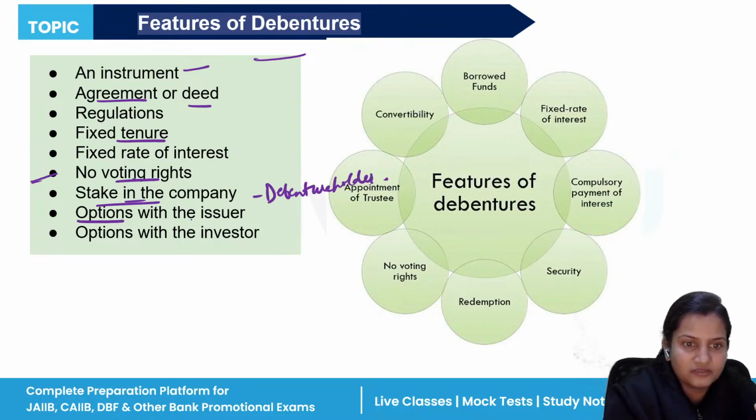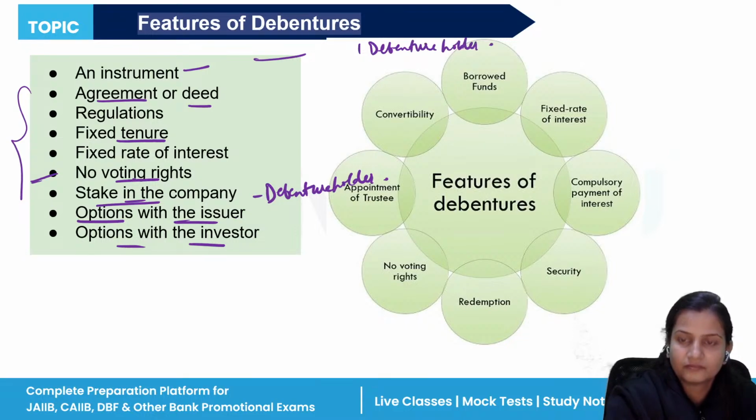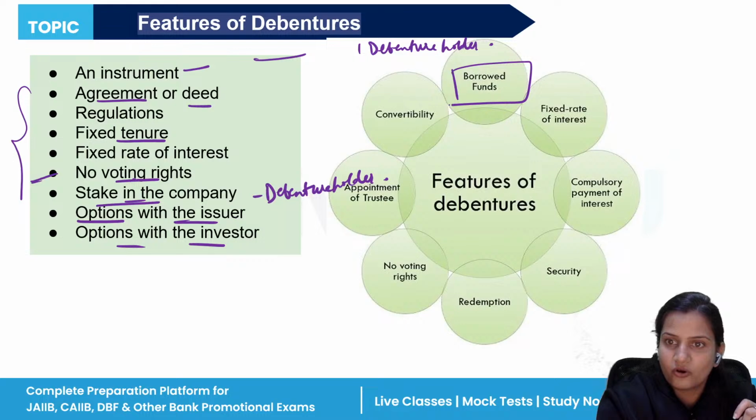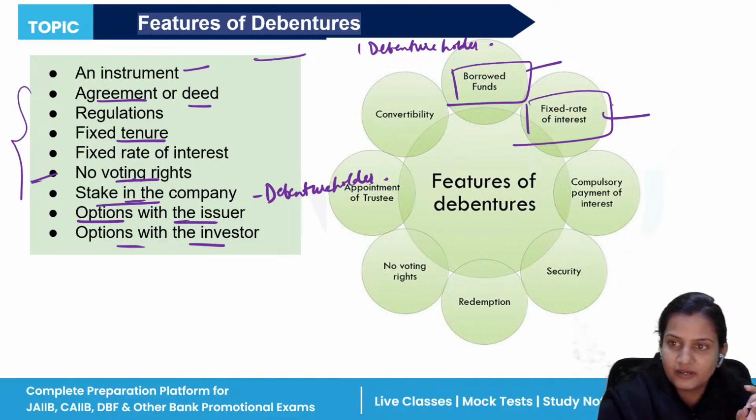They have options with the issuer and options with the investor. So these are a few features of debentures or debenture holders. Now, they have borrowed funds. This is what the company borrows from them, the debentures. They have a fixed rate of interest.